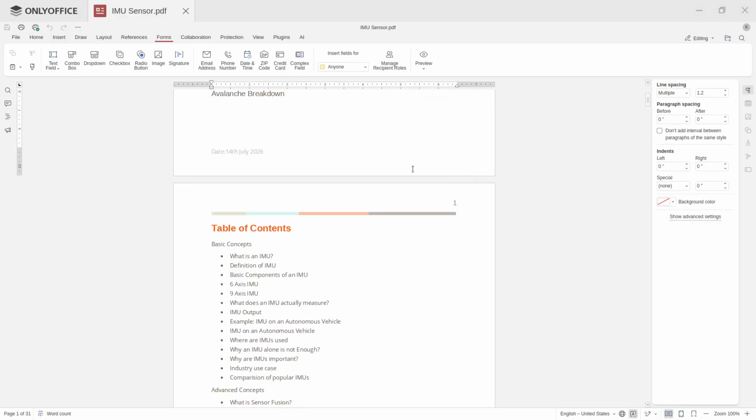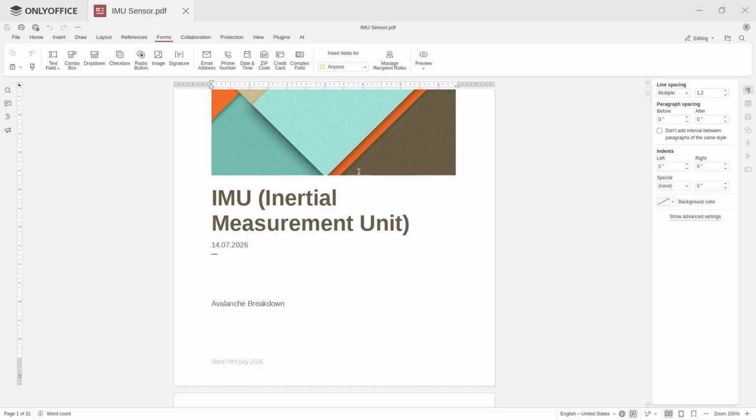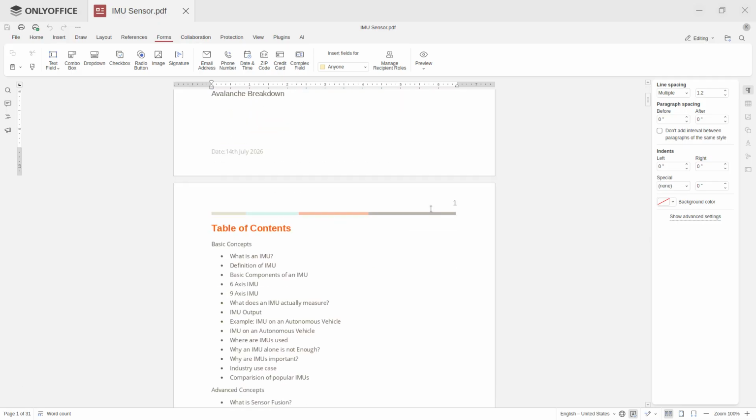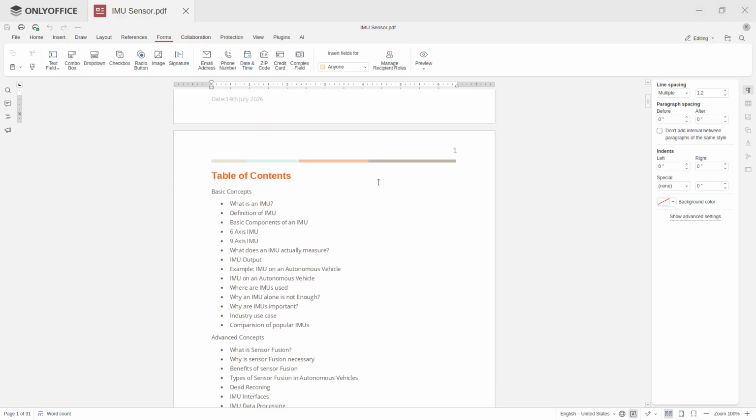So in this document we will basically cover IMU. IMU stands for Inertial Measurement Unit, and these are the table of contents. Basic concepts: what is an IMU, definition of an IMU, basic components of an IMU, 6-axis IMU, 9-axis IMU, what does an IMU actually measure, IMU output. Then we'll see an example, IMU on an autonomous vehicle.